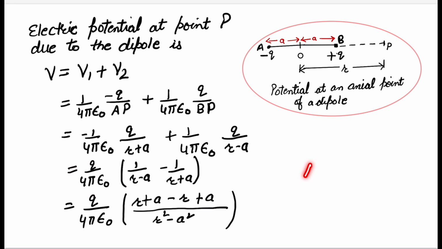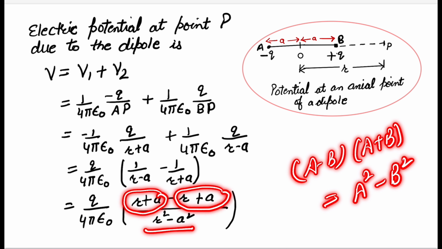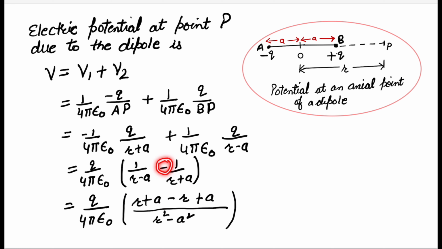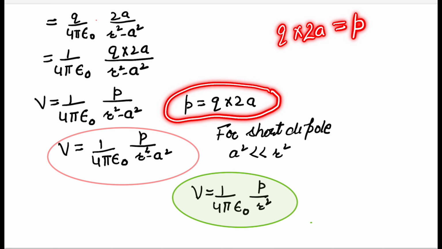This can be solved because you know that A minus B and A plus B are written as A square minus B square. So the bottom is R square minus A square, and on the upper you have R plus A and minus R minus A, but this minus sign turns into plus, right? R and R will cancel out, so you have Q by 4 pi epsilon naught, 2a by R square minus A square. The product of Q and 2a is equal to P. This is called dipole moment. So V is equal to 1 by 4 pi epsilon naught P divided by R square minus A square.